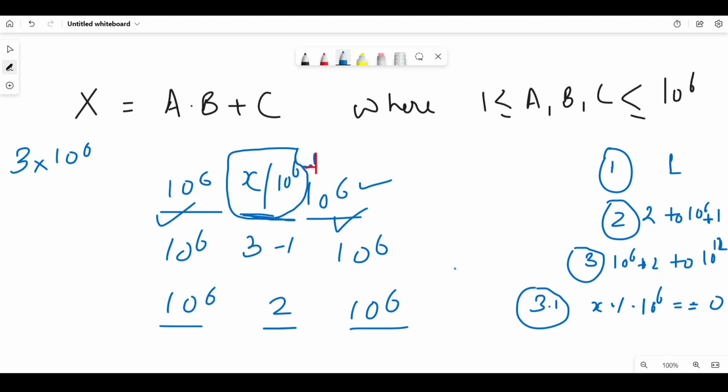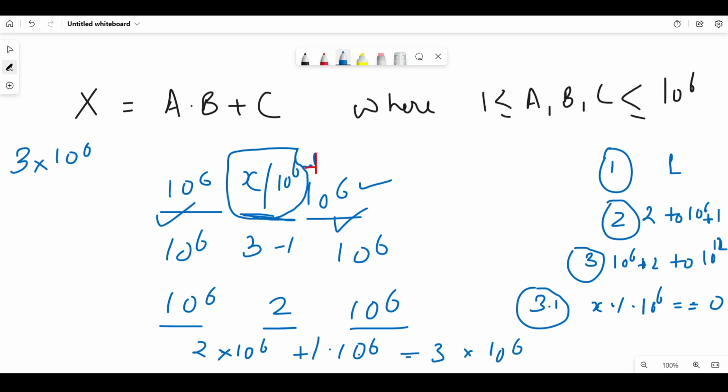Yes, I can assume these values as they are falling in the range. Do these values a, b and c make x? Let's find out. We have to multiply a and b. So 2 into 10 to the power 6, it will become 2 into 10 to the power 6 plus 10 to the power 6. If we add the two numbers, it will definitely become 3 into 10 to the power 6.